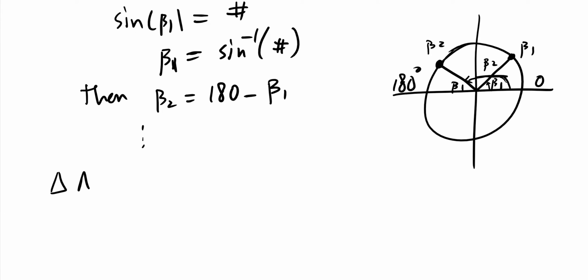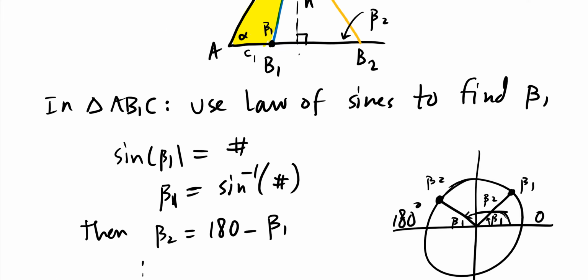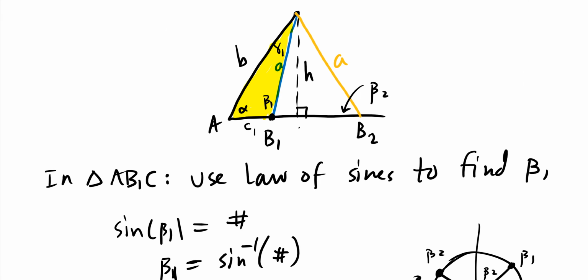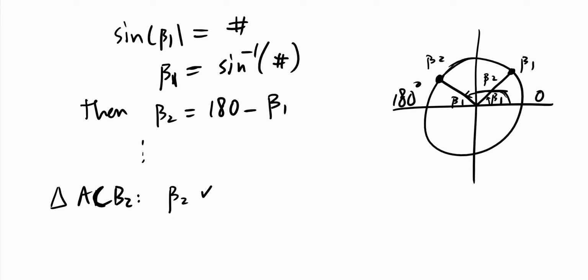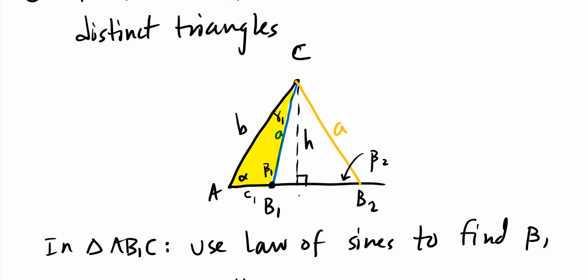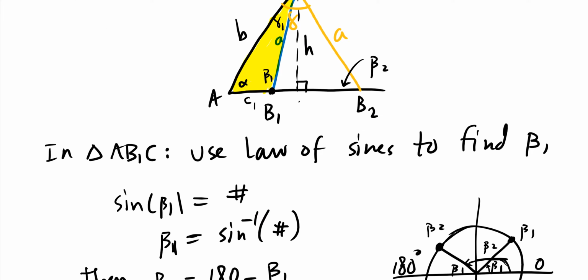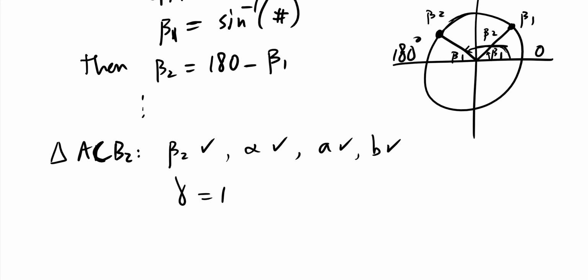In triangle ACB2, we have alpha, we solve for beta 2 and B. Beta 2 is done. Alpha is given. A is given. B is given. So we can find gamma. Gamma is going to be the big angle here. This is gamma. So you can find gamma by doing 180 minus the other angles, alpha and beta 2.